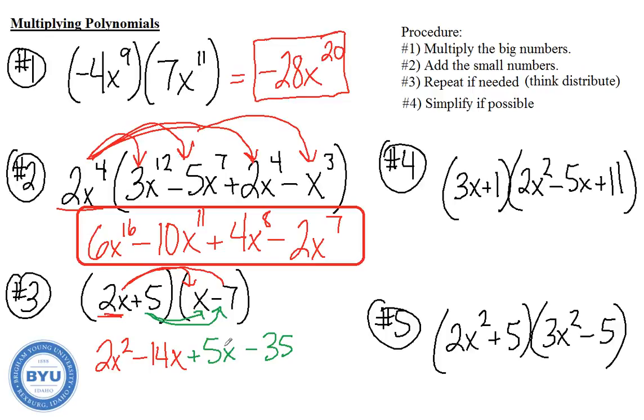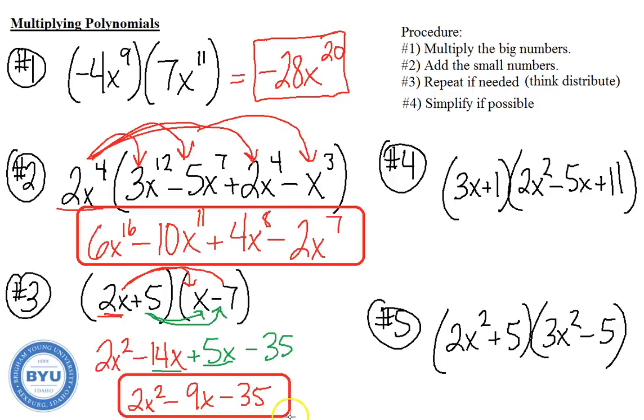On this one, we do need to apply procedure 4. We can simplify. I can combine these x's together. And so my final answer is going to come out to be 2x squared minus 9x minus 35. I added those 2 middle x's together, negative 14x plus 5x.